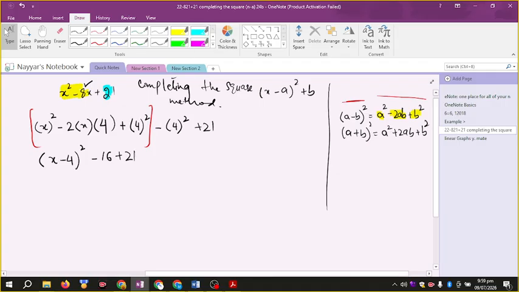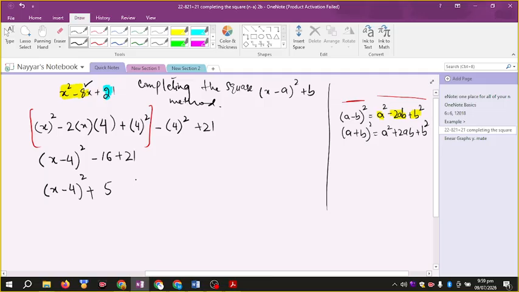Now this positive 4 square is used in the identity, which is a minus b whole square, and what is left is minus 4 square plus 21, which is minus 16 plus 21. Now I'm going to solve it. x minus 4 whole square, and 21 minus 16 is 5.